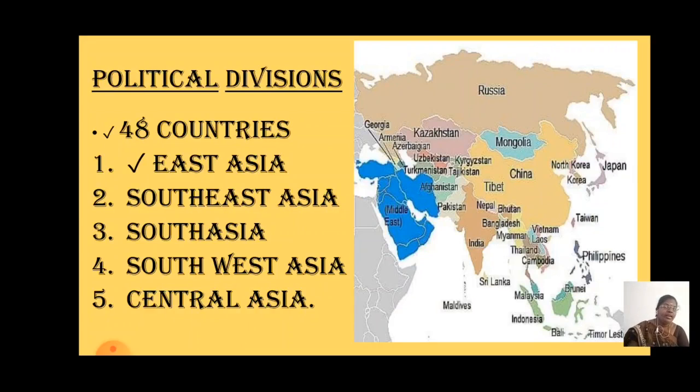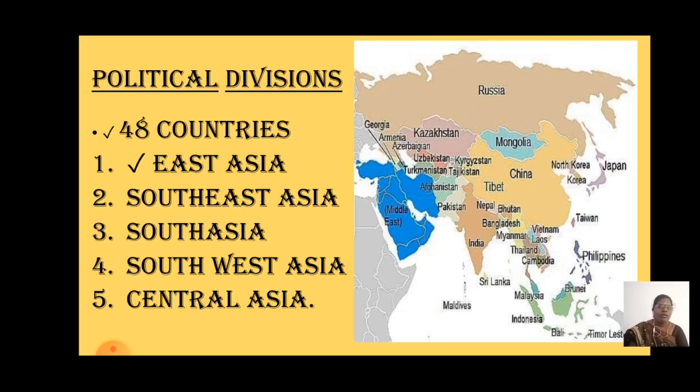How many countries are there in Asia? 48 countries in Asia totally. The countries are grouped into several realms based on landscape and political status, such as East Asia, Southeast Asia, South Asia, Southwest Asia and Central Asia.